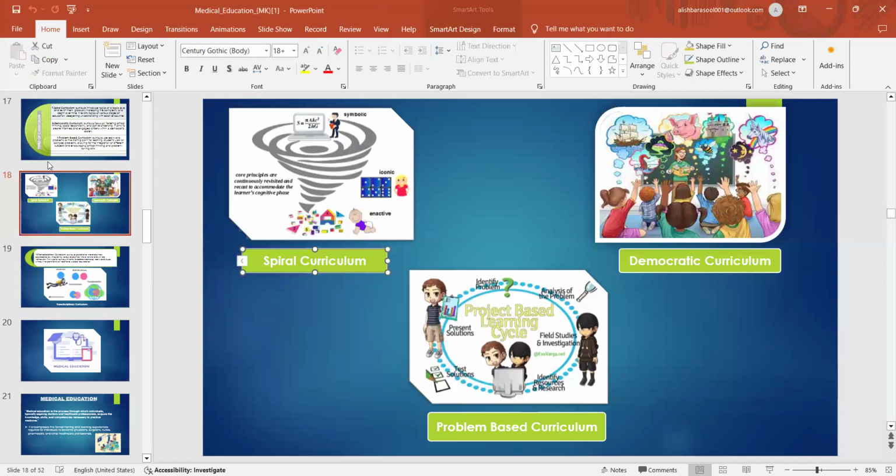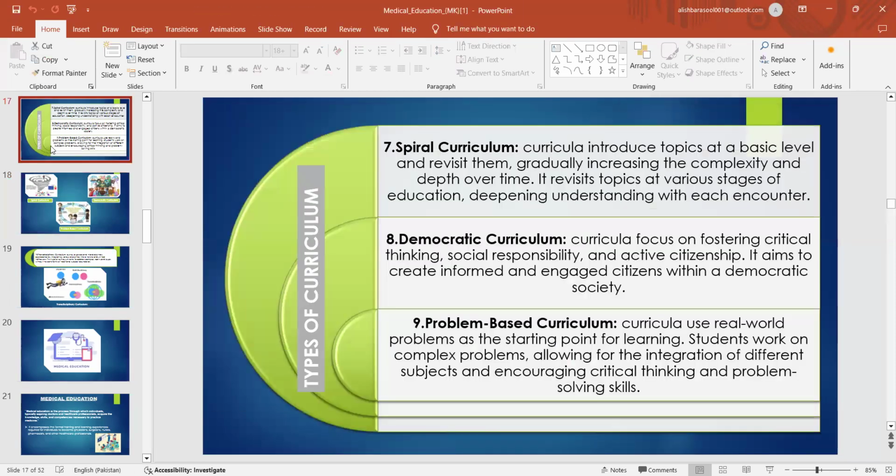Madam, this picture and the problem-based curricula use real-world problems as the starting point for learning. Students work on complex problems, allowing for the integration of different subjects, encouraging critical thinking and problem-solving skills.